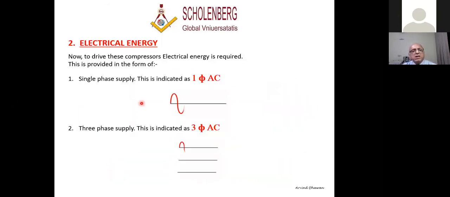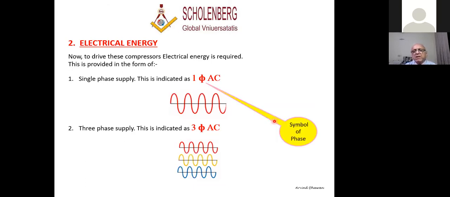Electrical energy. Now to drive this compressor, electrical energy is required. This is in the form of single phase or 3 phase. The sine waves of both are shown here. This symbol is that of a phase. Okay, when you see this, it means phase. 1 means single phase, 3 means 3 phase.